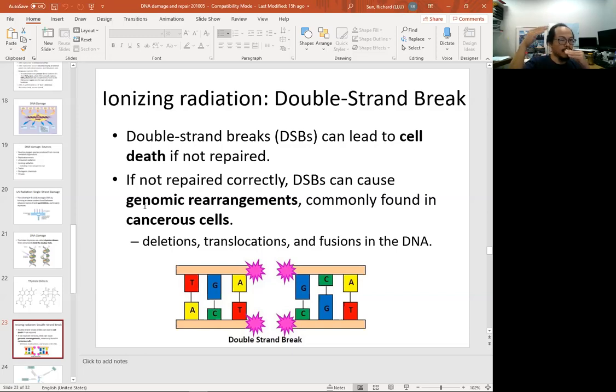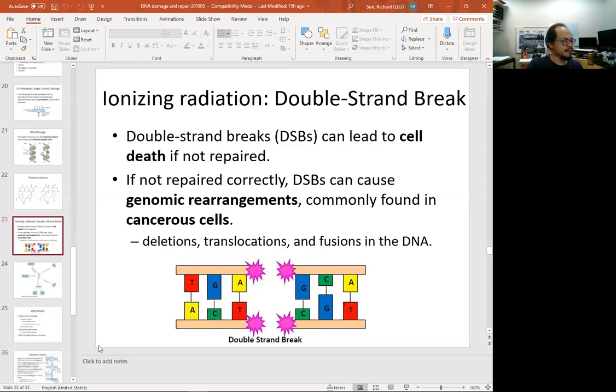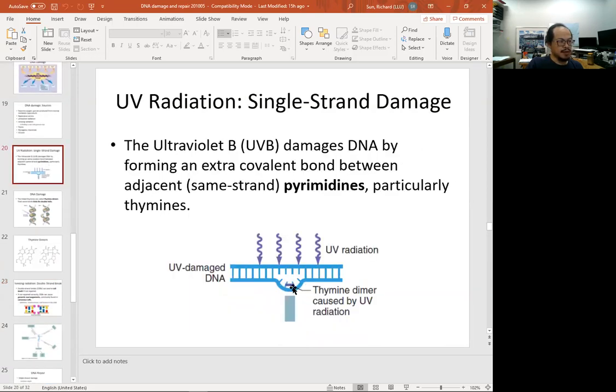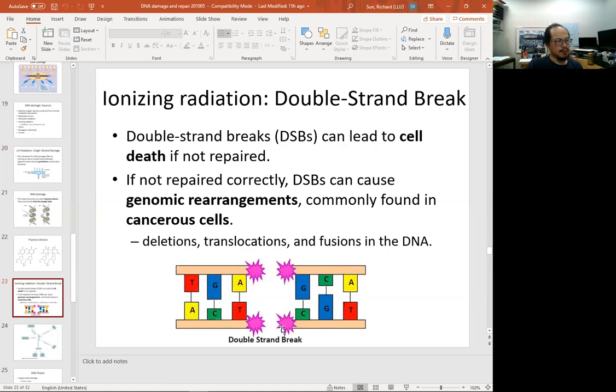This genetic rearrangement includes deletion. Maybe this piece just disappeared. This strand totally disappeared. This strand is translocated to another homologous pair or fused with some other chromosome. So that's the typical damage: single strand damage, not entirely broken but inducing this kinked form, the thymine dimer caused by the UV radiation, or it could be the double strand damage caused by the ionizing radiation.